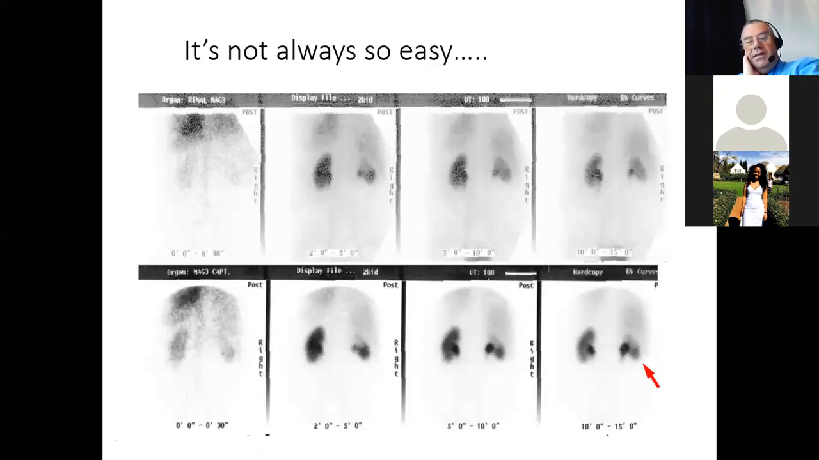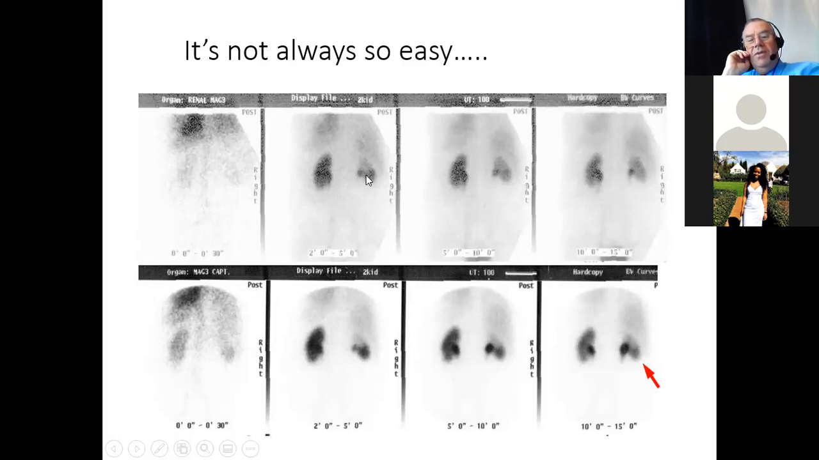So this one is a patient who does have a renal artery stenosis, but it's not so easy. The left kidney looks fairly normal, with good uptake and fairly good drainage, though there's a bit of hold up. And this is in the pre-captopril study. This is the post-captopril study. So if anything, it still looks about the same.